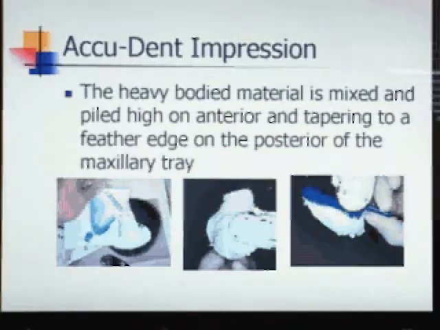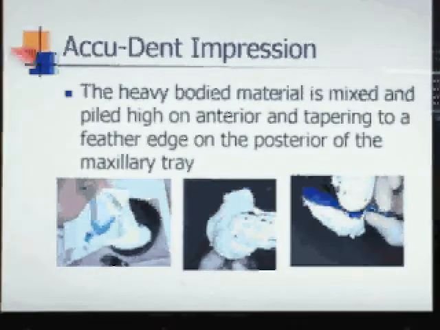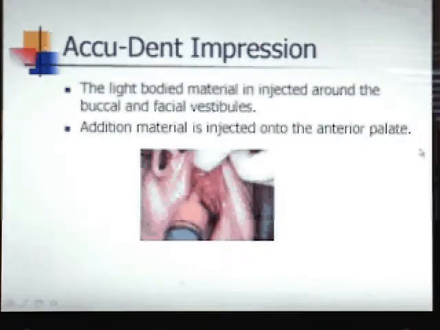The heavy-bodied material is mixed and placed into a stock tray. The material is heaped up in the front of the tray and tapered to the rear. This facilitates a good buccal roll in a final impression. The light-bodied material is injected around the buccal and facial vestibules. Additional material is injected into the anterior palatal area.